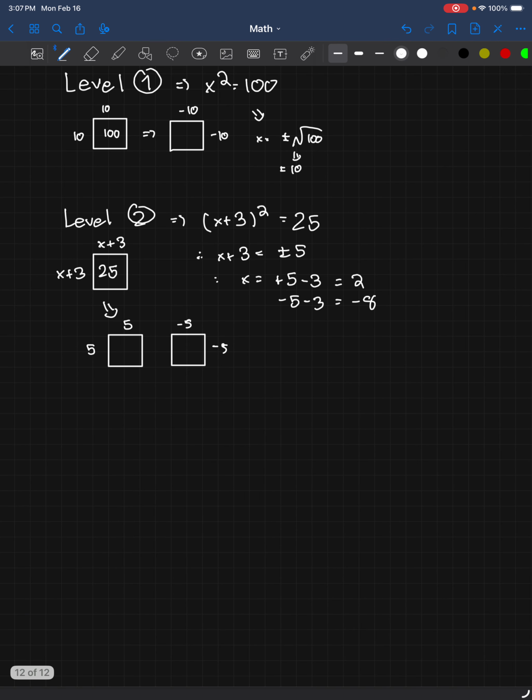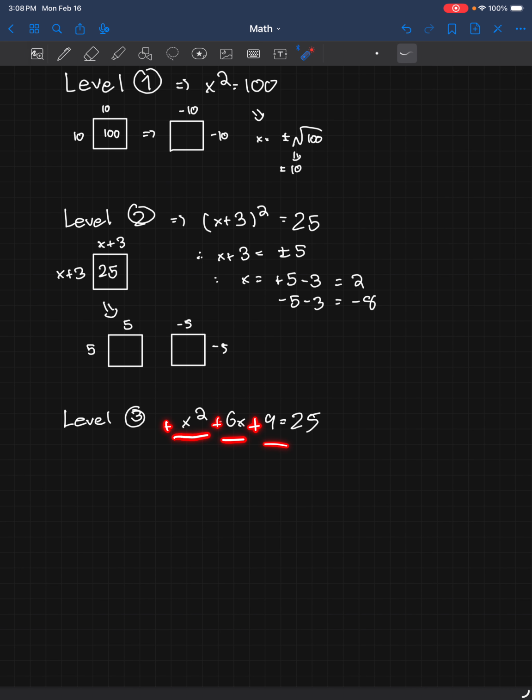Now, level 3 is where things get a little confusing. Whenever we had x plus 3 squared, everything was already given to us in a square. And we know everyone likes squares. So what happens when we get something like this? Now, we like squares, right? But here, nothing is in a square except x squared. And we have 3 terms right now: positive x squared, positive 6x, and positive 9. So how are we going to get all of these in a square?